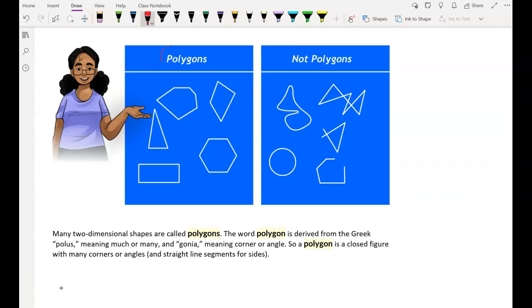So if you look at these shapes that are polygons, you'll notice that they are all closed figures, and all the sides are composed of straight line segments. Now, these others are not polygons because not all of them are closed. Some of them are open. Some of them have curved lines. Some of them have lines that intersect over each other, and so they're a combination of things. But these are definitely not polygons. So you want to make sure that you don't get polygons and shapes that are not polygons confused.